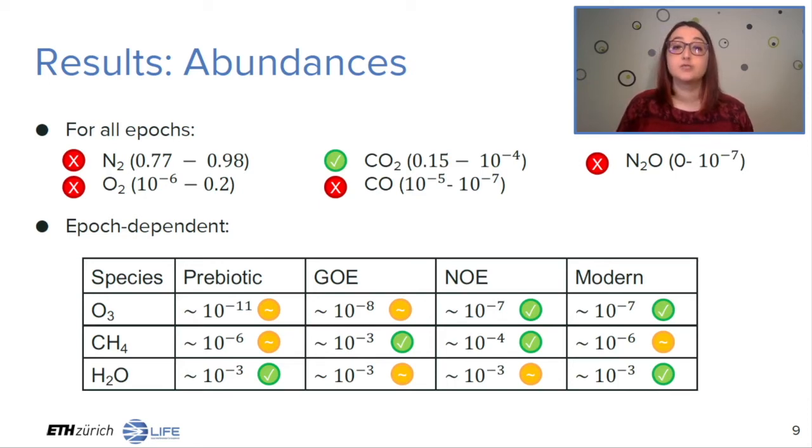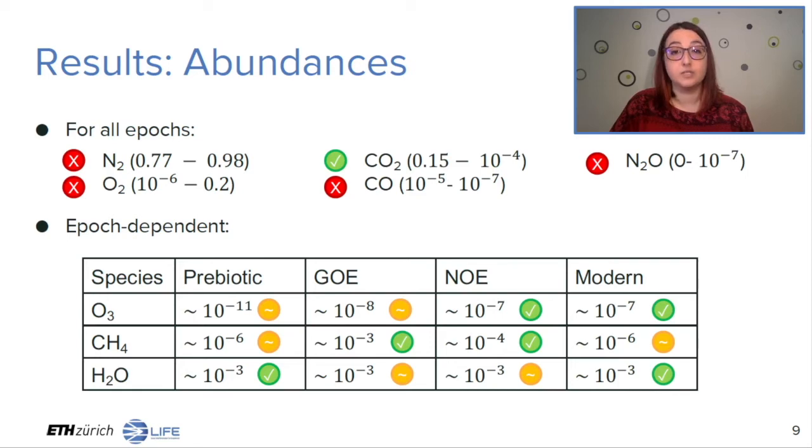This allows us to rule out higher abundances of ozone in the prebiotic Earth and the Great Oxygenation Event Earth. Similarly, we only detect methane when its abundance is larger than about 10^-4, which happens in the two oxygenation events. The water content remains more or less constant in the four epochs, but the retrieval in some cases struggles at detecting it, only retrieving upper limits.